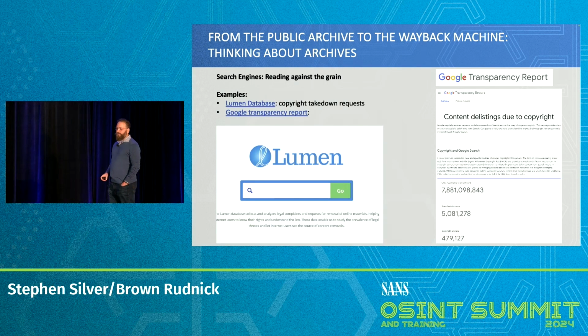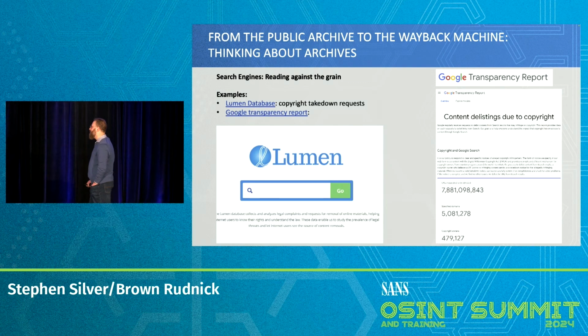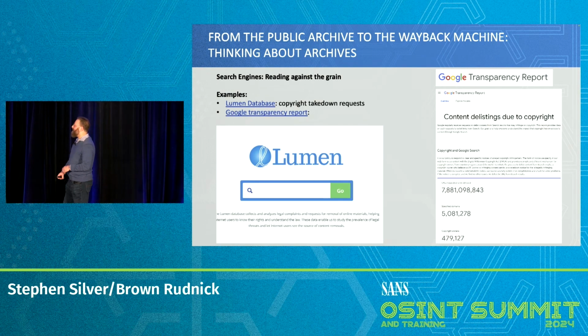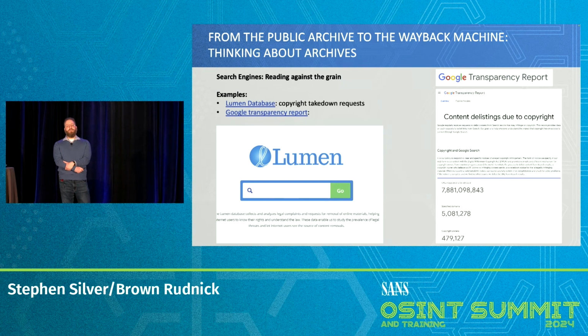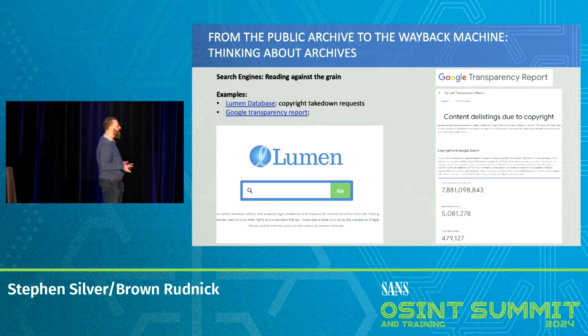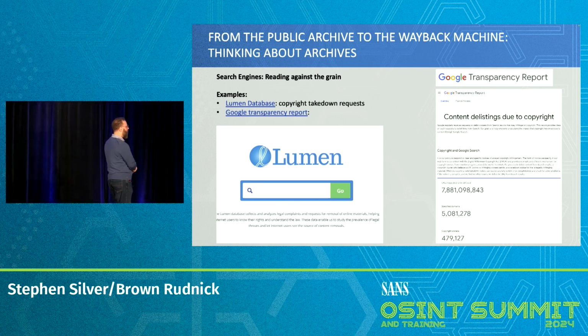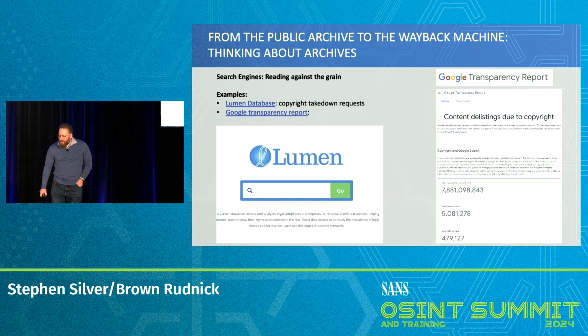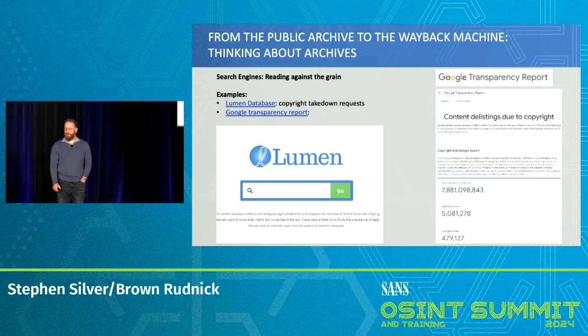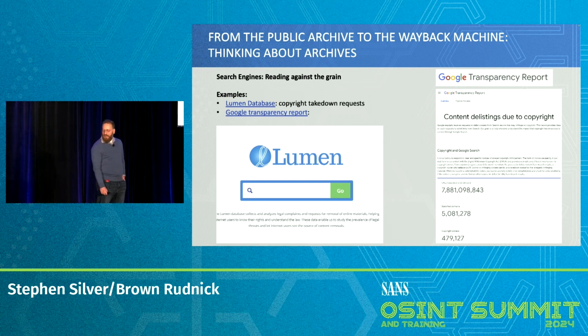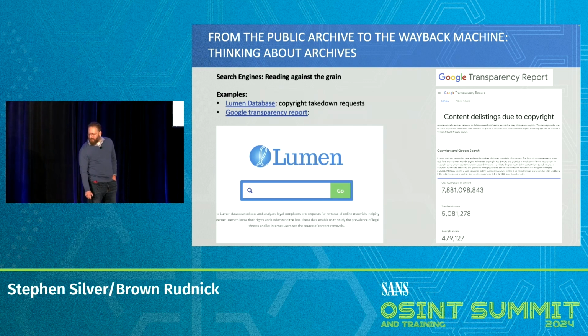So if you Google the Google Transparency Report, you'll find a pretty vast selection of URLs that have been requested to be delisted from Google. You can see here it was 8 billion URLs that have been requested to be removed from Google, 5 million specific domains and about 500,000 requesters, copyright requesters. And so you can look through that.